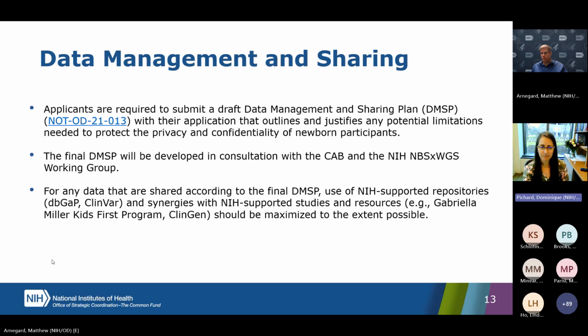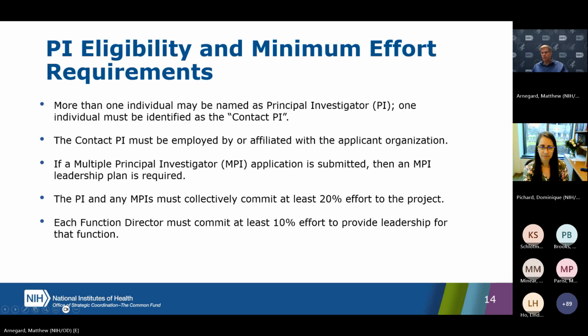Next slide, please. More than one individual may be named as a principal investigator, but one must be identified as the contact PI. If a multiple principal investigator application is submitted, then an MPI leadership plan is required. Please note in the ROA and on this slide the percent effort required for the PI, the MPI, and each function director.